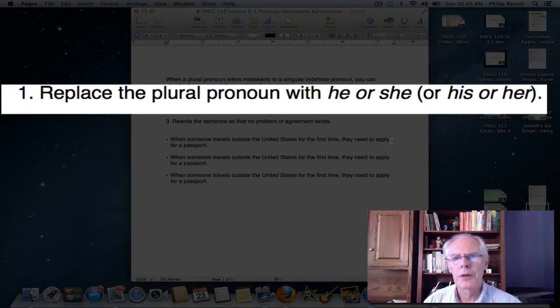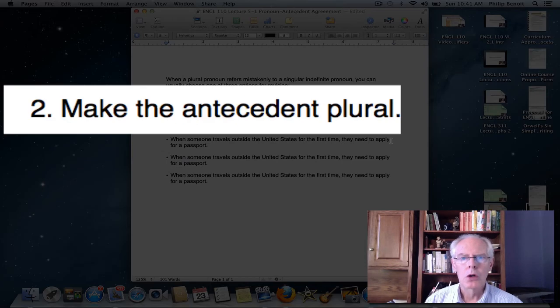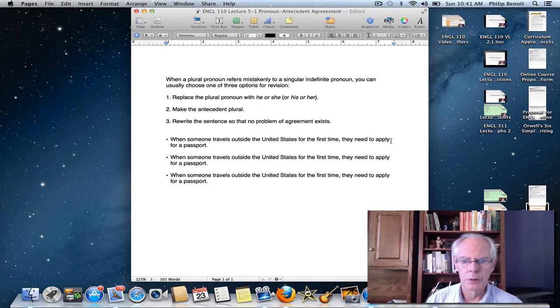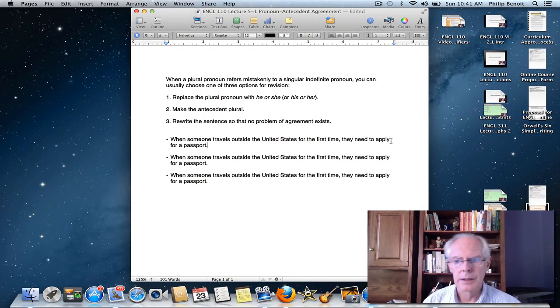Replace the plural pronoun with he or she, or his or her, depending on the case we're talking about. Replace the plural pronoun with he or she, and then that will make it singular. We'll see how that plays out below. Or we could make the antecedent plural to make it agree with the plural pronoun that we're using. Or we can just rewrite the sentence so we don't have the problem in the first place. Let's see how this plays out in the examples below.